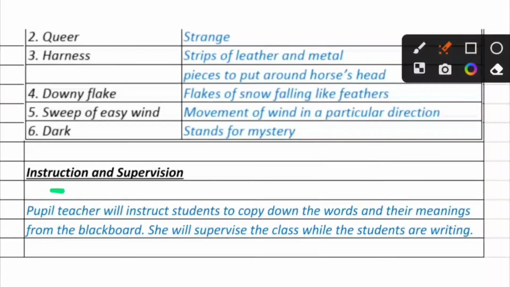And then the next heading will be instruction and supervision. Here you will write, the pupil teacher will instruct the students to copy down the words and the meanings from the blackboard. She'll supervise the class while the students are writing.